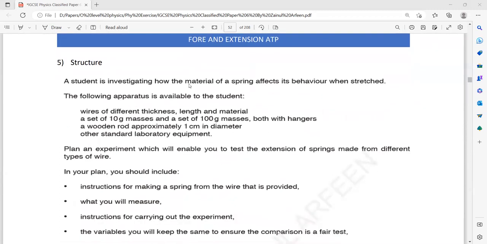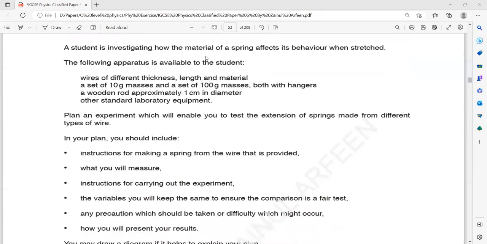Then question 5. The student is investigating how the material of a spring can affect its behavior when it is stretched. The following apparatus is available. A wire of different thicknesses, length, and material. A set of 10 gram masses and a set of 100 gram masses. What does it mean? With a set of 10 gram masses, you will have 10, then you add 2 of them, 20, then you add 3 of them, it becomes 30. And a wooden rod is there, approximately 1 centimeter diameter.